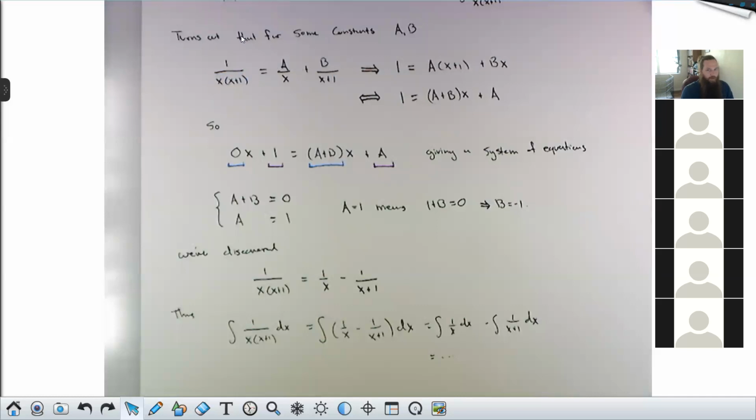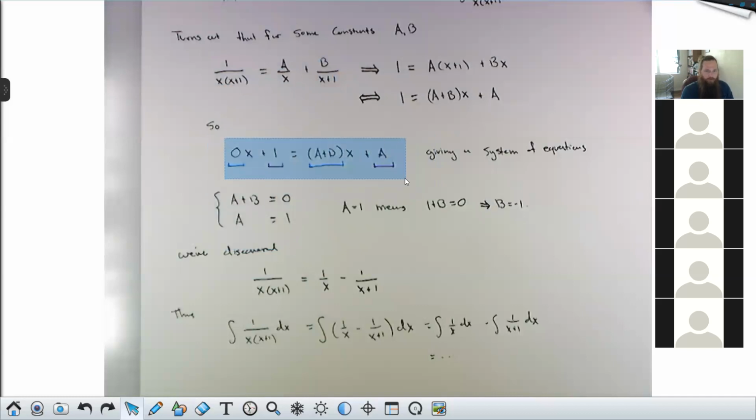But the thing I would like you to walk away from today with is this understanding that you can do stuff like this. Even in nasty cases, there are ways to split up functions like this into simpler pieces. And that procedure is called partial fractions. And the heart of the matter is this step, where you go from here to this system.